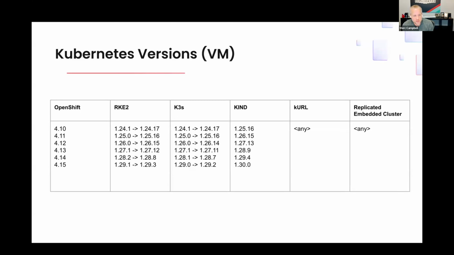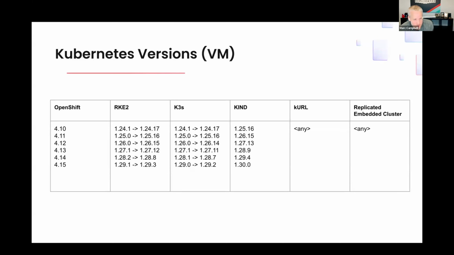All the other distributions, we support patch versions around everything that's currently supported. Sometimes they're past end of life versions of Kubernetes, but we still support them as long as they're reasonably safe to run, or that you might have customers running that, because we'll see what versions the customers are running.